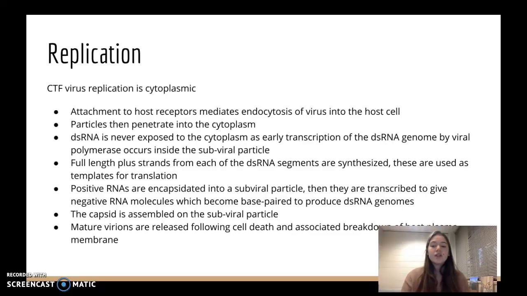So the replication for the CTF virus is cytoplasmic. It will attach to host receptors and mediate endocytosis of the virus into the host cell. Particles are then penetrating into the cytoplasm. dsRNA is never exposed to the cytoplasm, as early transcription of the dsRNA genome by viral polymerase occurs inside the subviral particle. Full-length plus strands from each of the dsRNA segments are synthesized. These are used as templates for translation. The positive RNAs are encapsulated into subviral particles. Then they are transcribed to give negative RNA molecules, which become base paired to produce dsRNA genomes. The capsid is assembled on the subviral particle. Mature virions are released following cell death and associated breakdown of host plasma membrane.